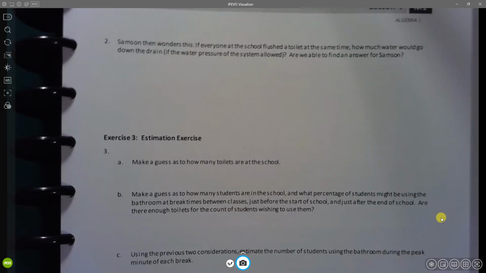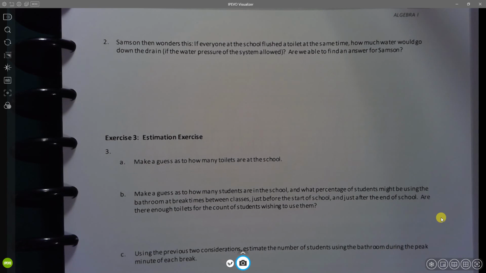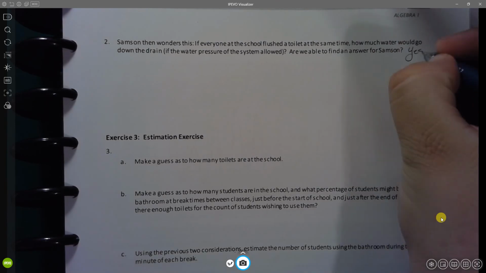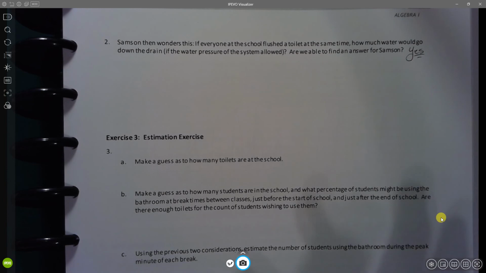So Samson then wonders this: if everyone at the school flushed the toilet at the same time, how much water would go down the drain? Are we able to find the answer for Samson? Yes, we can. How do we do that? It's a simple multiplication problem.